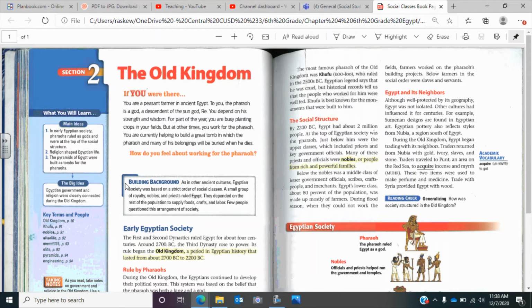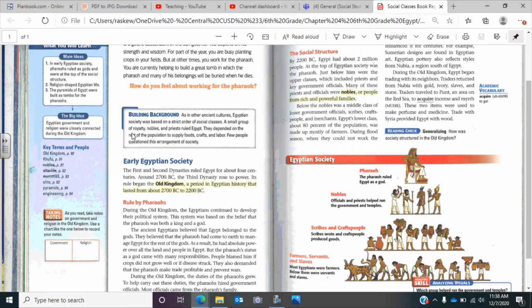Building background. As in other ancient cultures, Egyptian society was based on a strict order of social classes. A small group of royalty, nobles and priests, ruled Egypt. So they were in charge. They made the decisions. They depended on the rest of the population to supply foods, crafts, and labors. Crafts meaning like different things that were made, like tools, weapons. Few people questioned this arrangement of society.